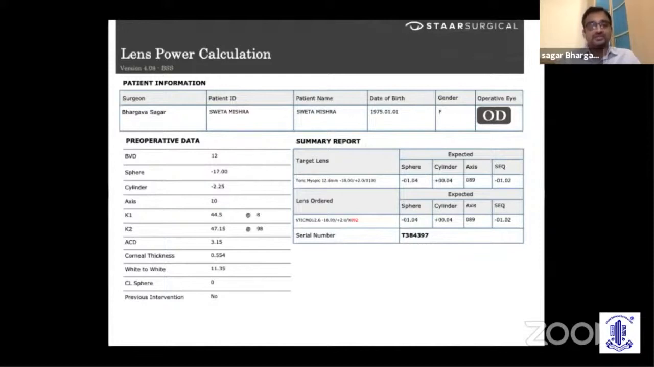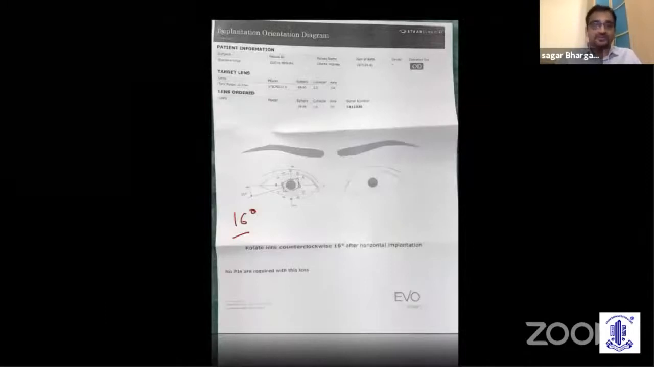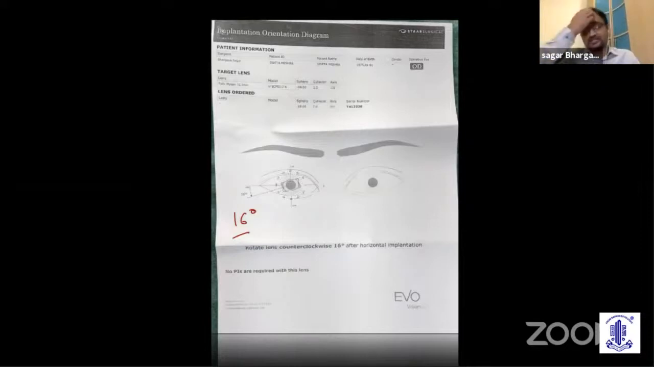This is how the lens power calculation sheet looks. When we take the patient into the OT, we have to use what is called the implantation orientation diagram, which is slightly different from a toric IOL. The company will tell you to insert the lens with respect to the horizontal meridian, so you have to rotate it either counterclockwise or clockwise, and they will inform you of the degrees based on the calculation. Here there is a counterclockwise 16-degree rotation in which we need to implant the lens for the right eye. Now let's look at the video.